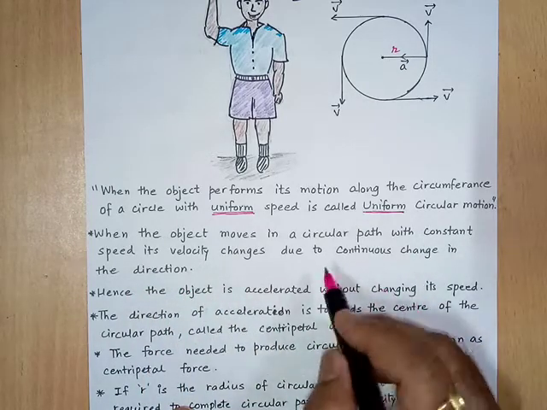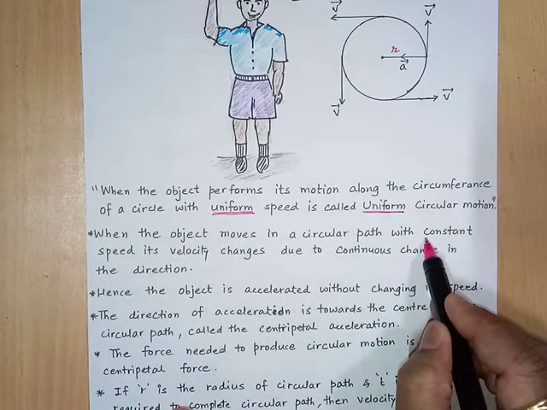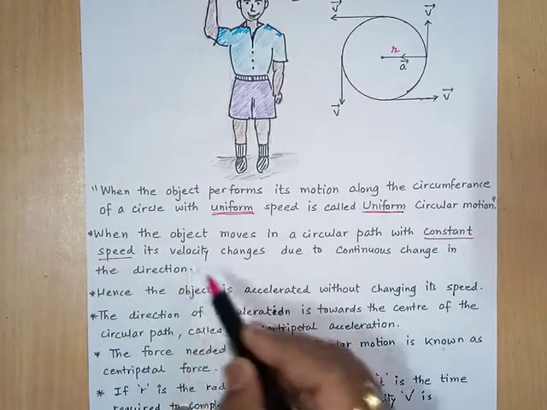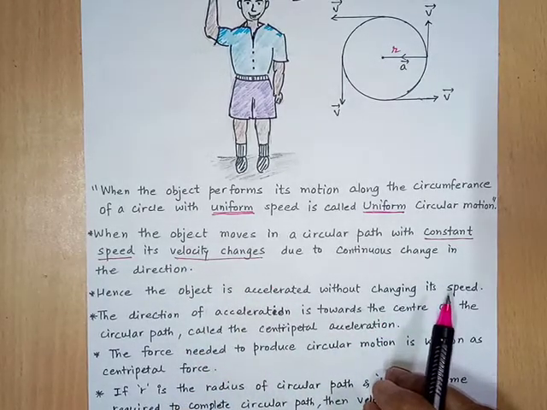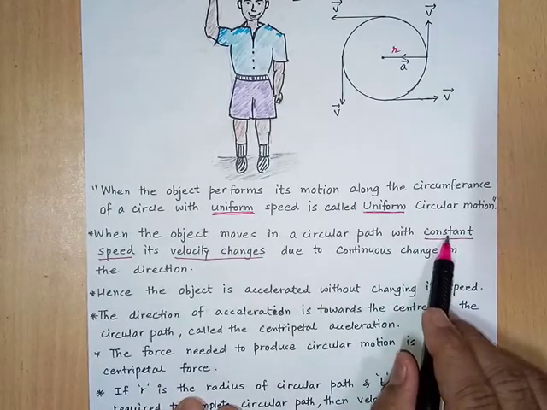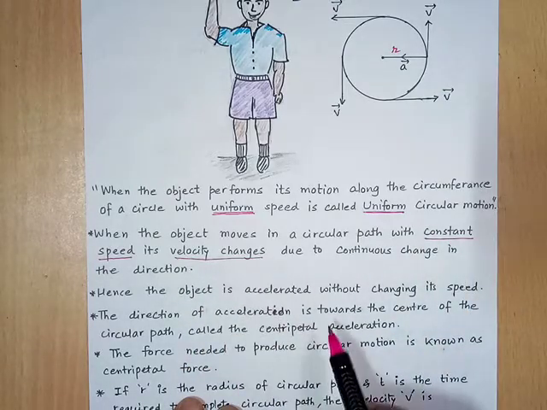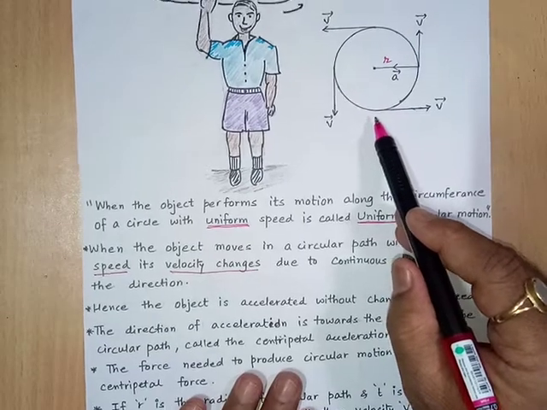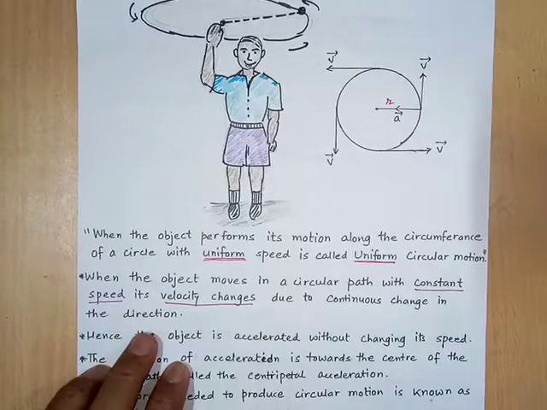Now here two words are very important: the object is performing the circular motion with constant speed, but the velocity changes. You will be surprised, or quite puzzled, that how come it's possible that the speed is constant, but the velocity is changing. Let us consider this particular diagram over here, so that you will easily understand what exactly the meaning is, that the speed is constant but the velocity changes.